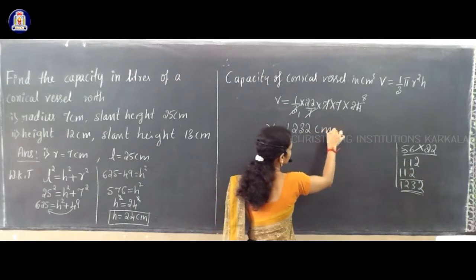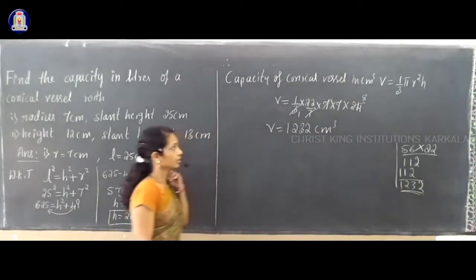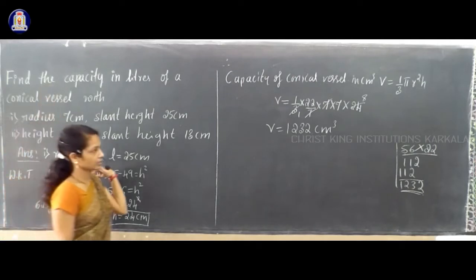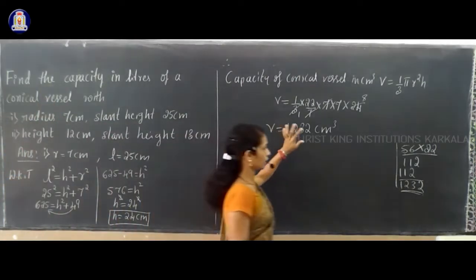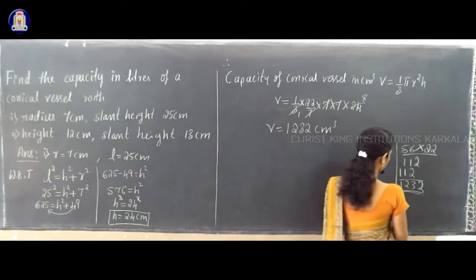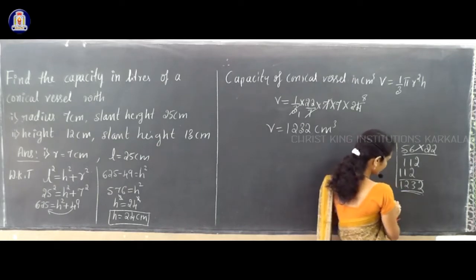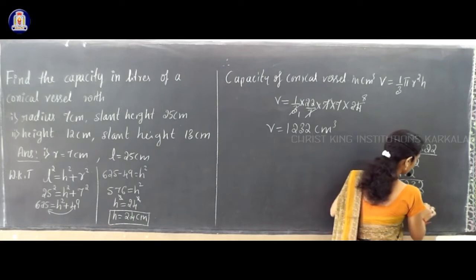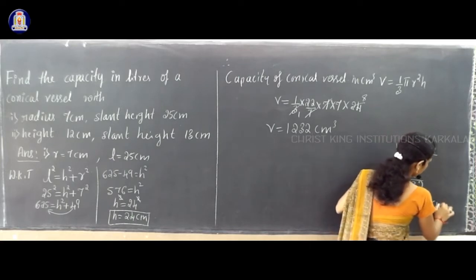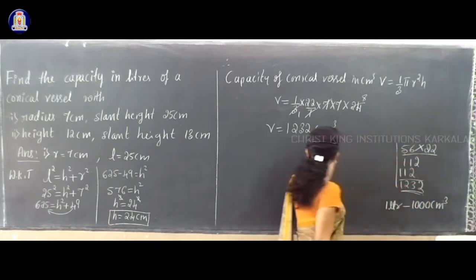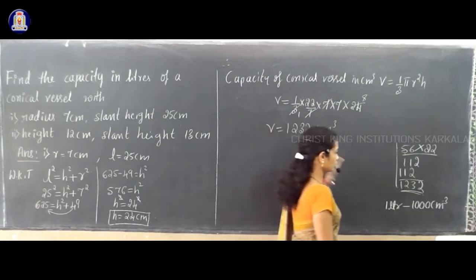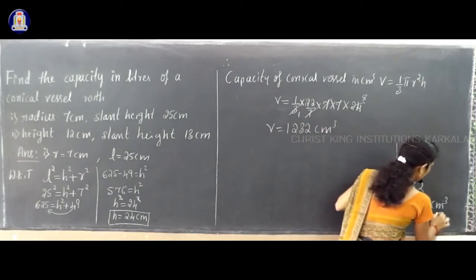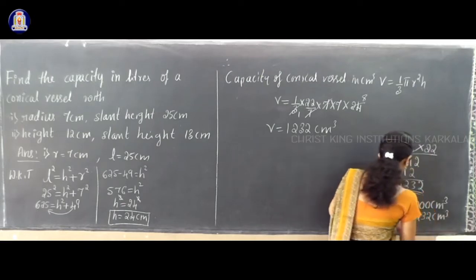This is in centimeter cube. We are asked the capacity of the conical vessel in liters. So you have to convert this centimeter cube to liters by the conversion formula. The conversion formula is like this: 1 liter means 1000 centimeter cube, and we have how much centimeter cube now? This much, 1232. So 1232 centimeter cube means how many liters?